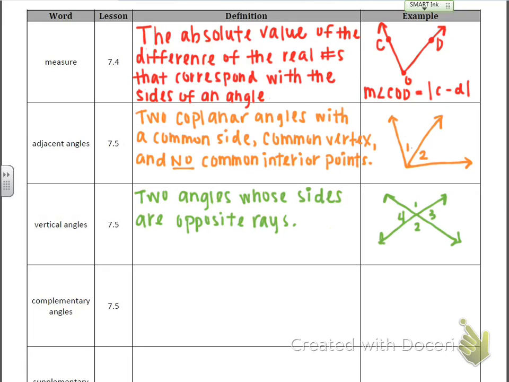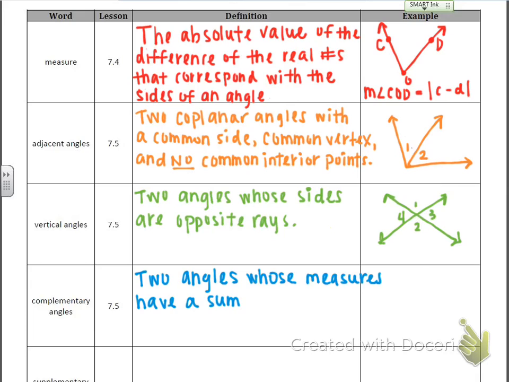Okay, complementary angles. Please notice that complementary is spelled different from complement, as in you look nice today. So in geometry, complementary means that they add up to 90 degrees. So two angles are complementary if they add up to 90 degrees. So two angles whose measures have a sum, you can say add up if you want, I always do that, of 90. Okay.